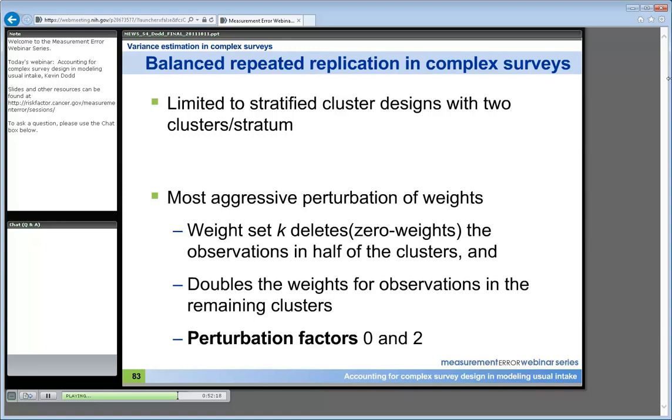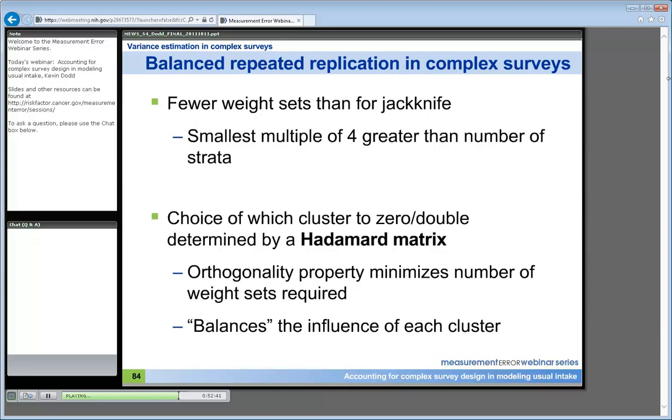Now, it's true that you always want to have at least 2 clusters per stratum to estimate standard errors. So jackknife perturbation factors can be as big as 2 if you have 2 clusters in a sample. But the perturbation factors may be much smaller if you get a lot of clusters selected in some strata. But regardless, because it perturbs a lot of weights at a time, I call BRR more aggressive than jackknife.